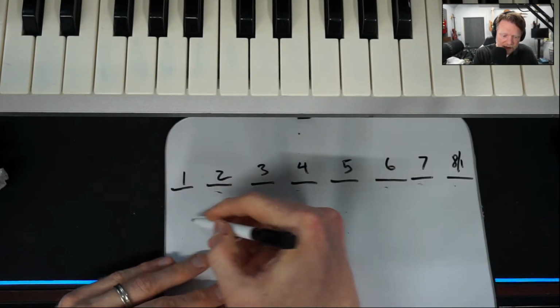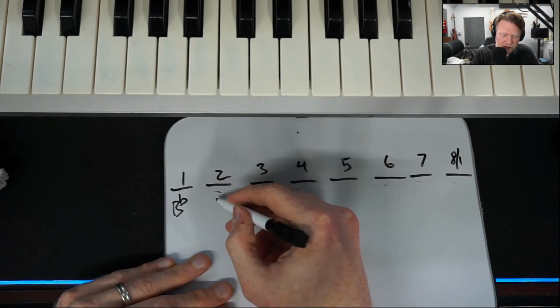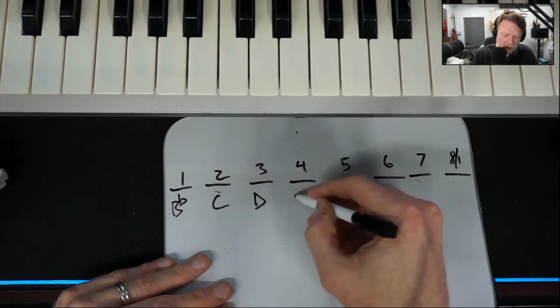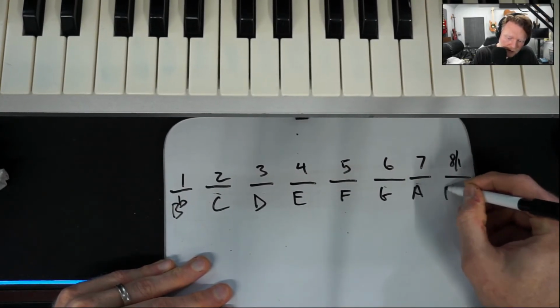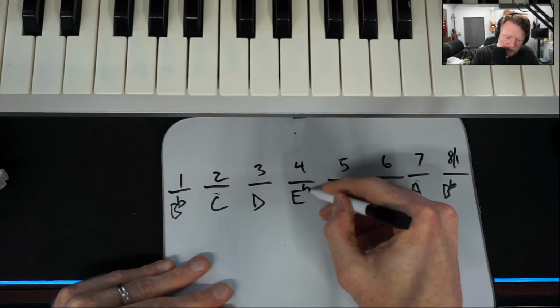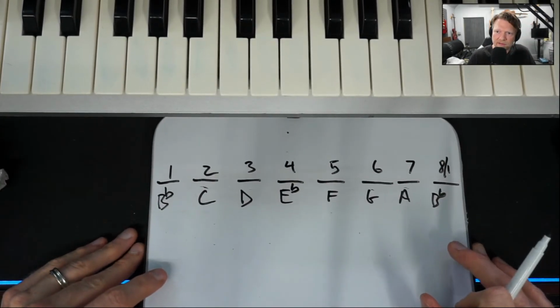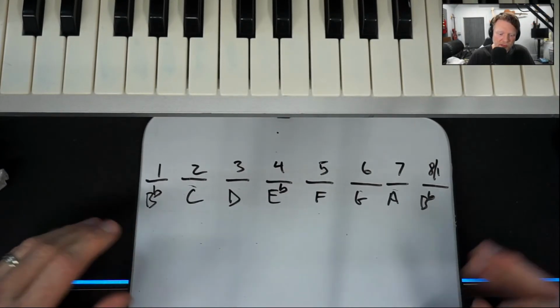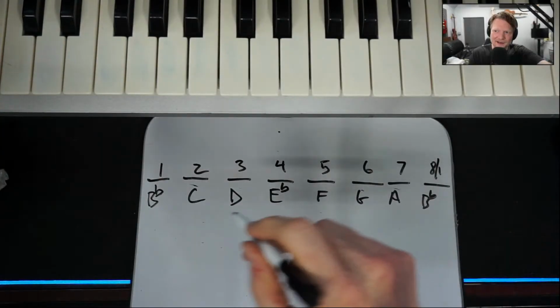So B flat is going to start. The 1 is going to be B flat, and then the 2 is going to be C, D. I'm just going to do it this way. By the way, that's how I think of things. I don't always think in terms of the major scale formula when I'm writing out a key. I think in terms of how many sharps or flats are in that key, which we'll talk about in another video.